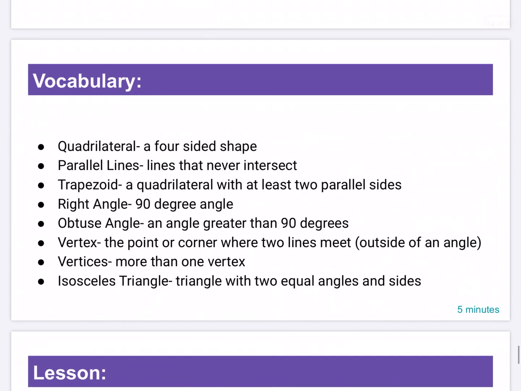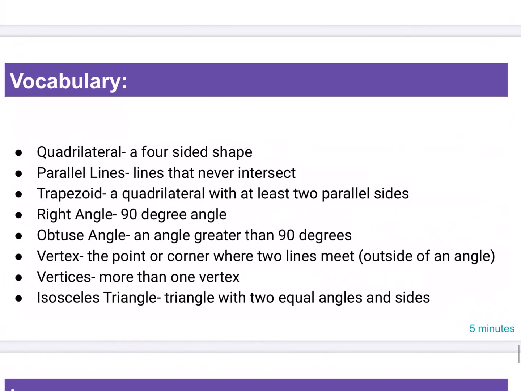So we have a lot of vocabulary in this lesson. So quadrilateral is a 4-sided shape. Parallel lines, lines that never intersect. You go into space forever and ever, and they're never going to cross. A trapezoid is a quadrilateral with at least 2 parallel sides.